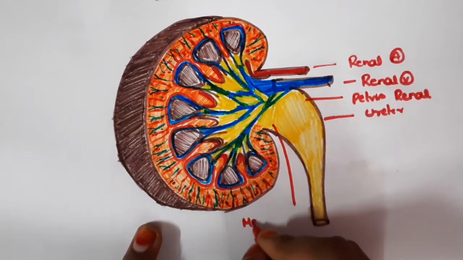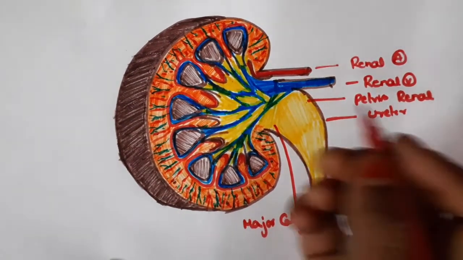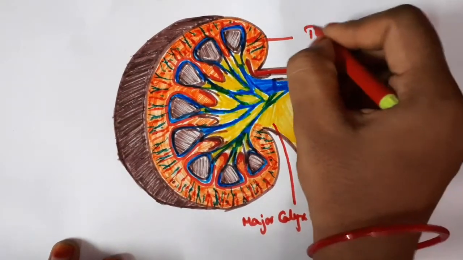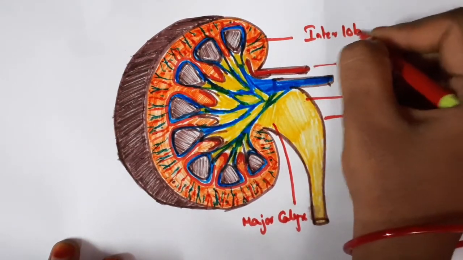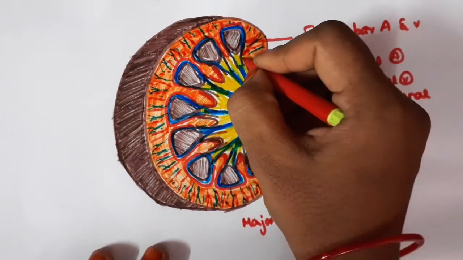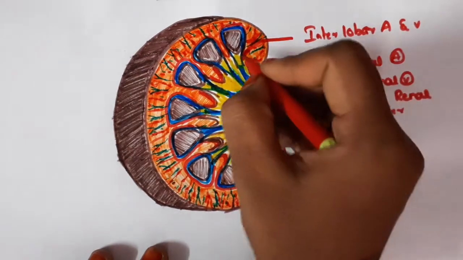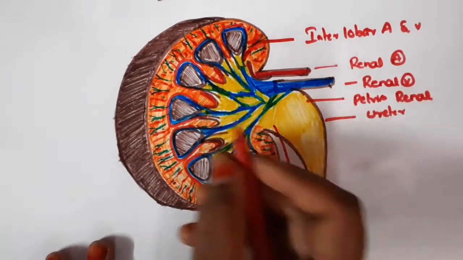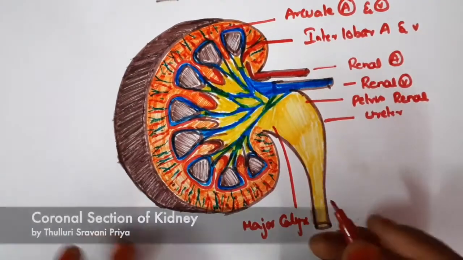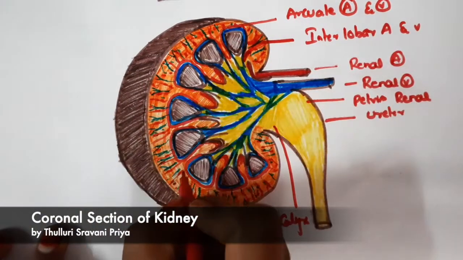These are the major calyces. In each kidney, there will be 2 to 3 major calyces, which in turn divide into minor calyces, with a number of 7 to 13. This is the interlobar artery and lobar artery and vein, which continue as the arcuate artery and vein. After that, it continues as the interlobular artery and vein. First lobar, then interlobar, then arcuate, and then interlobular.